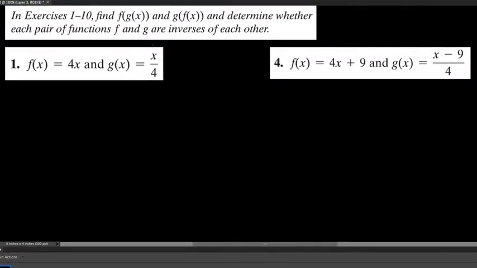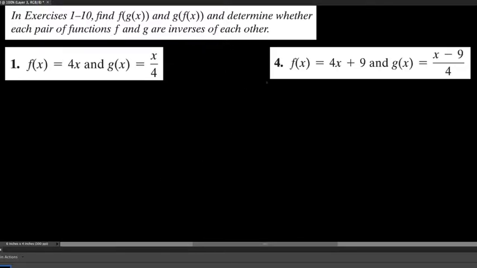Okay guys, in this video we're going to be confirming that two functions are indeed inverses of each other. The way we're going to do this is we're going to find f of g of x, given two functions f and g. We're also going to find g of f of x, and we want to determine whether each pair of functions f and g are inverses. So how are we going to do this?